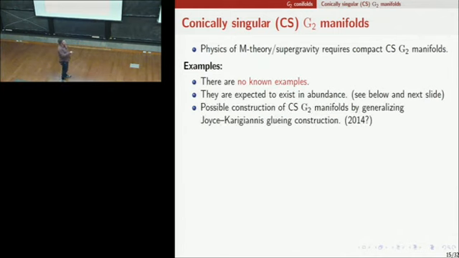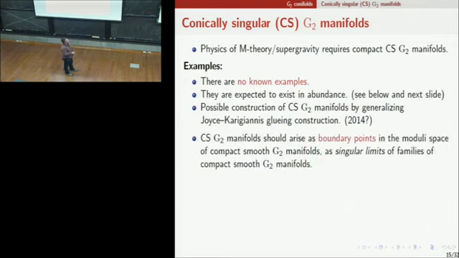So the paper with the compact smooth G2 manifold should be ready next year. But unlike Dominic, I'm not confident enough to not put the question mark on my expected delivery dates. Okay, so I'm going to start to explain why they're expected to exist.